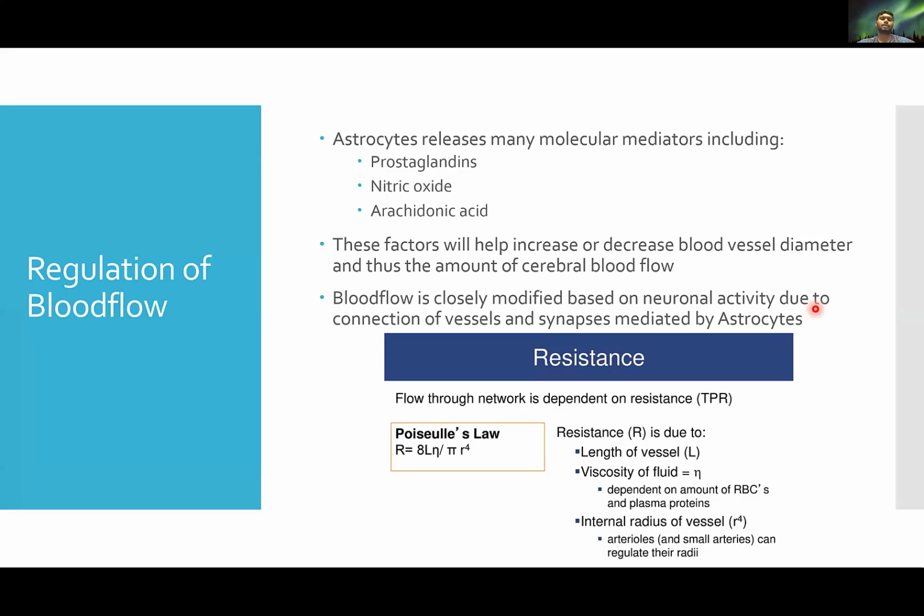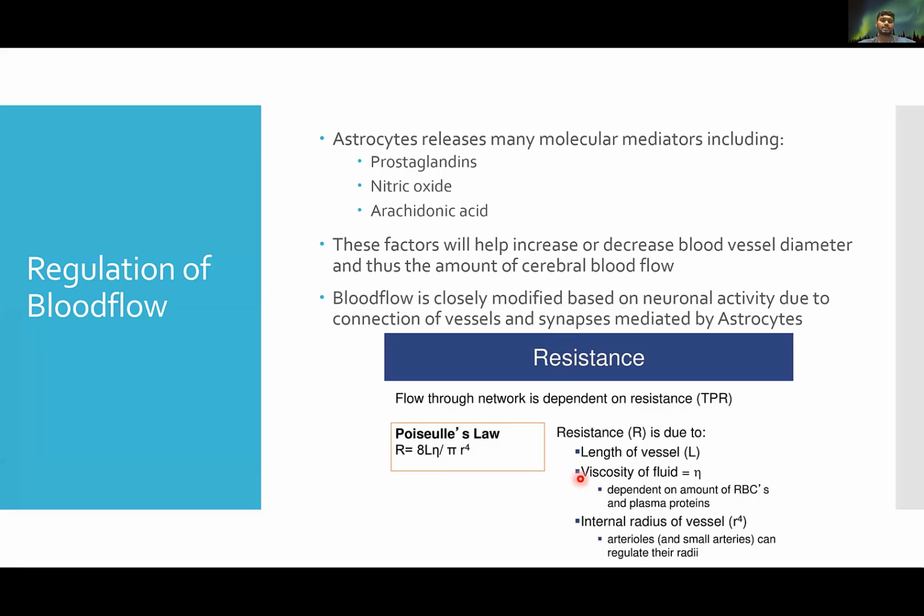We need to think about why that is important, right? Why does the astrocyte affect the blood vessel diameter? Why is that important? And it's important because this can very quickly and very efficiently regulate the amount of blood flow to the brain. And I added this picture at the bottom to really explain why.